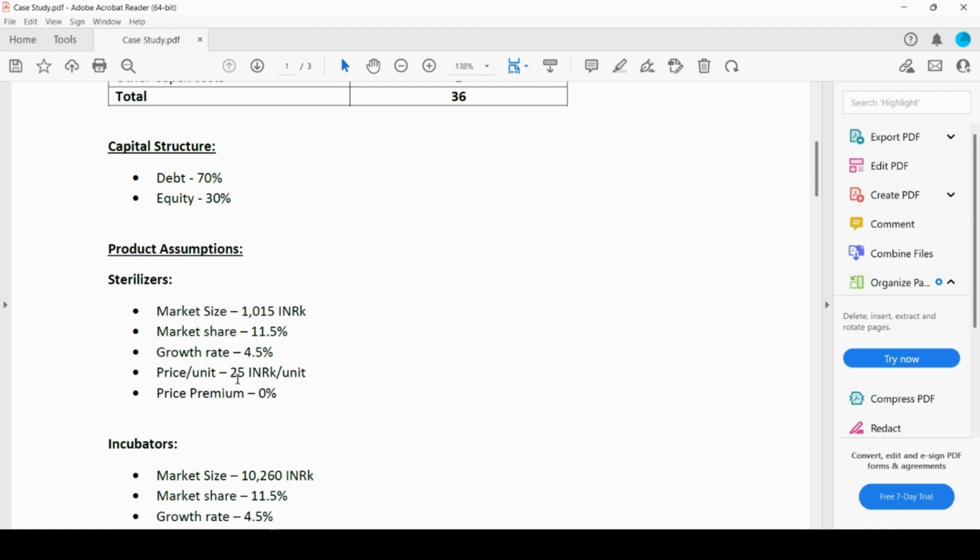Then we have a price per unit. So sterilizers का प्राइस हमने माना है 25,000 रुपीज पर यूनिट.